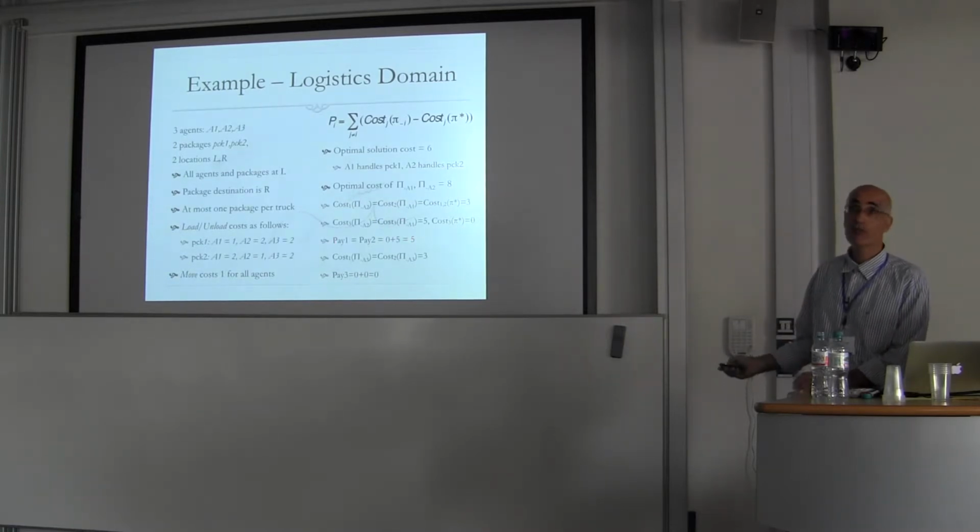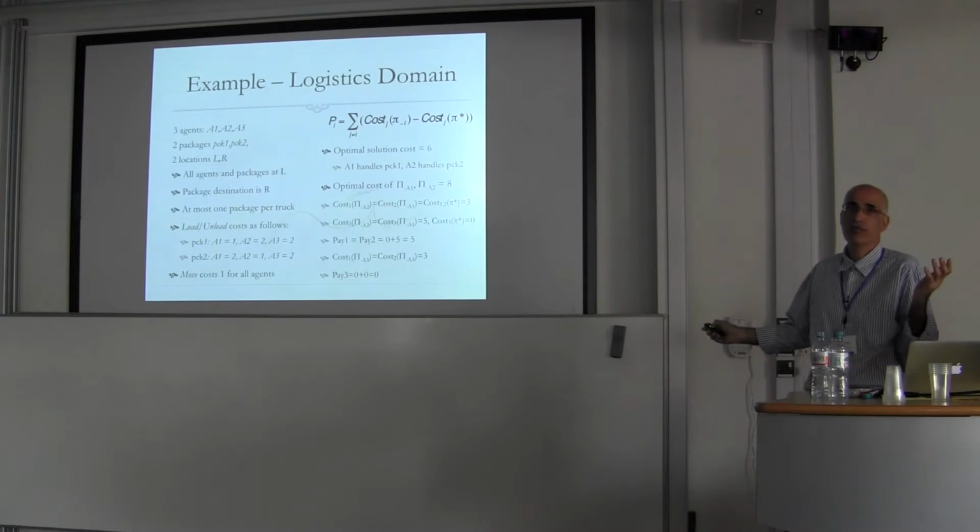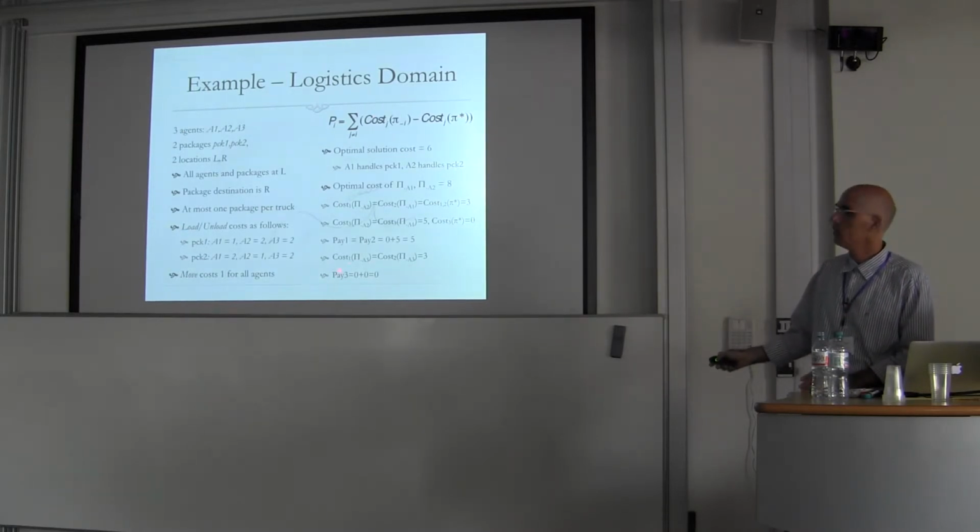What payment should agent 3 get? If we exclude agent 3, then no benefit. We have here 0 for agent 1. We have here 0 for agent 2, because excluding agent 3 doesn't impact their task. So agent 3 should get a payment of 0. Is the example clear?